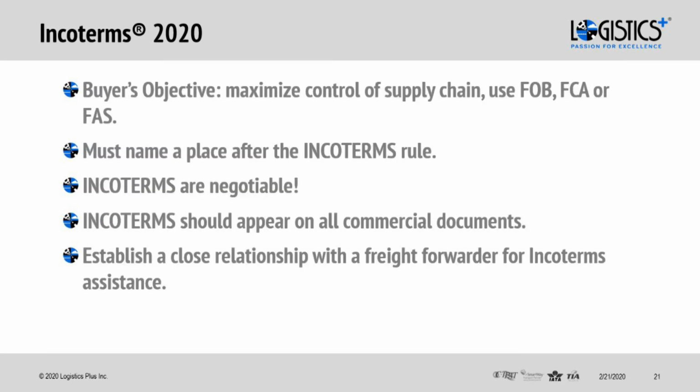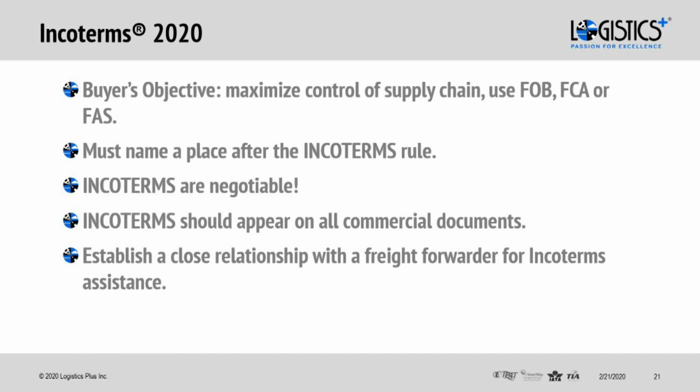Some tips for Incoterms 2020. From a buyer's perspective, if they want to maximize control of the supply chain, we suggest using FOB, FCA, or FAS so that the freight forwarder is working on your behalf. You should always place a named place after the Incoterms rule.